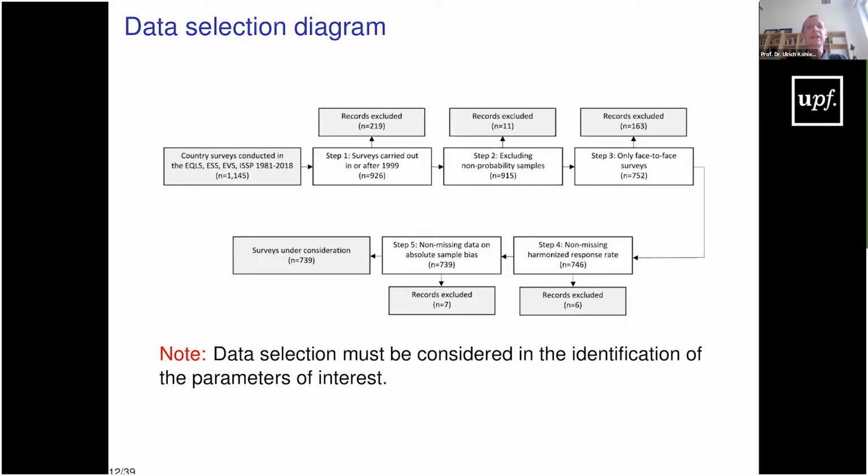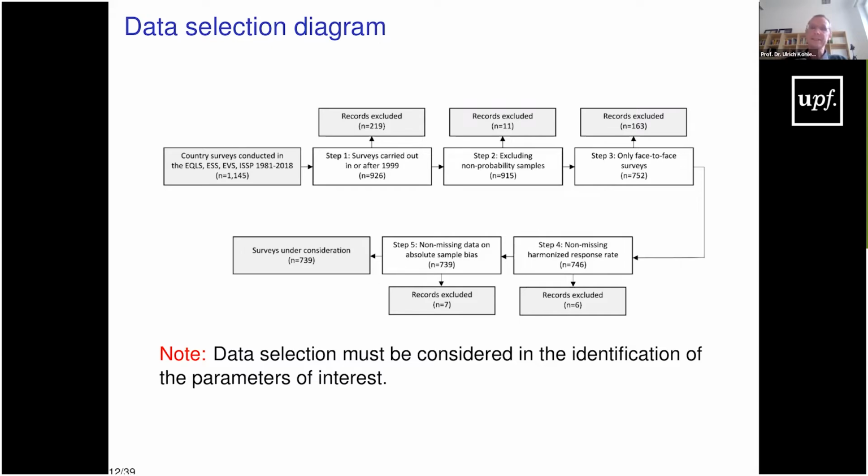We selected a subset. We only use surveys carried out in or after 1999. We excluded non-probability samples because they are usually quota samples, and these quotas are too close to the variable that we use later on in defining the non-response bias. We only use face-to-face surveys. We only use surveys with a non-missing harmonized response rate. We only use data with non-missing data on the absolute sample bias as we define it later on. So after all these selection steps, we end up with 739 surveys under consideration.